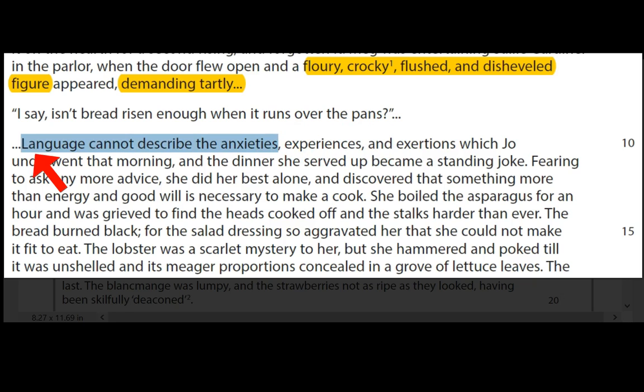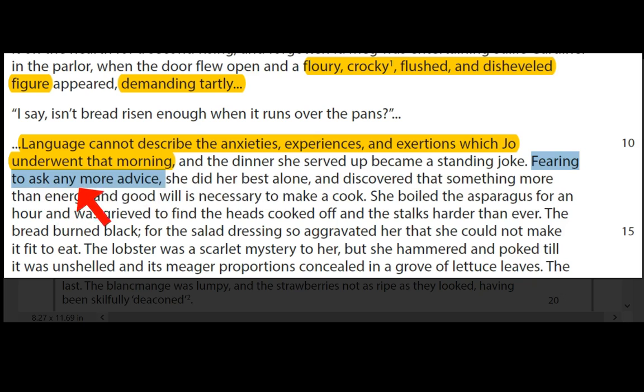Language cannot describe the anxieties, experience and exertions which Joe underwent that morning. Now, that's a good example. It's quite long. If that was going to be one of the examples we were going to give, that would be something that would need to be paraphrased because it's too long to provide as a direct quotation.